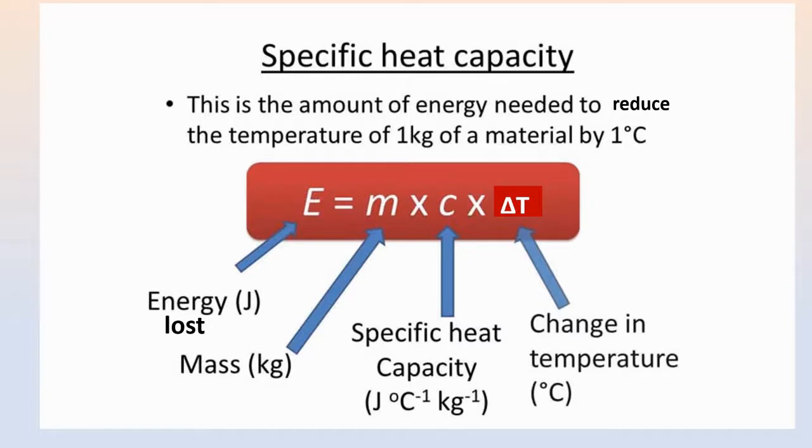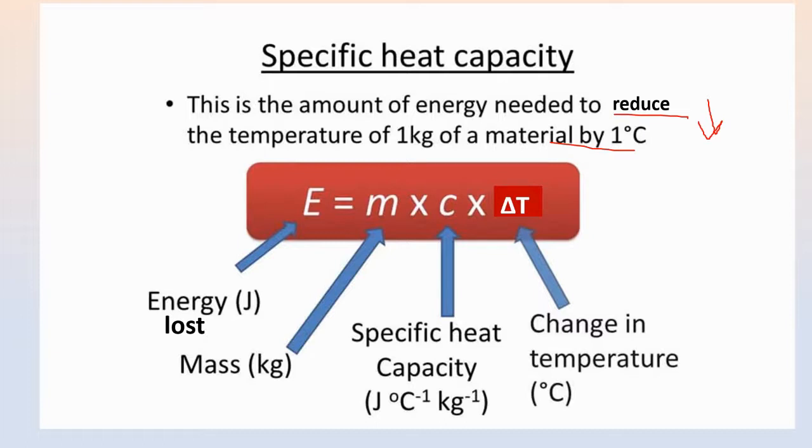Now, when an amount of energy is needed to reduce the temperature of a material by 1 degree Celsius, energy is lost by the object. Why? Because we are reducing the temperature. That means heat energy is lost by the object, and that is why the temperature is reduced.